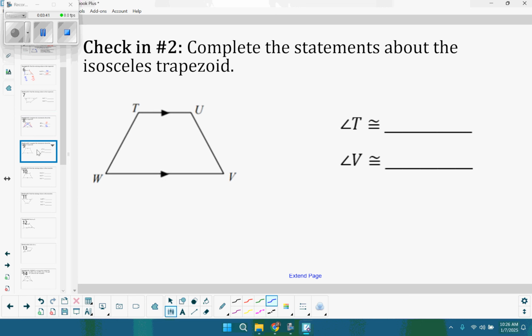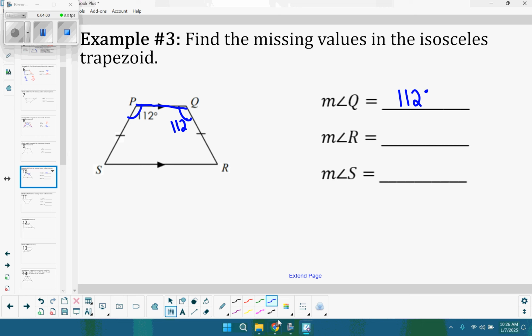For example 3, we now know it's an isosceles trapezoid. So the base angles, this is a base right here. So the two angles that touch that base are congruent. So angle Q is also 112 degrees. Angle S and angle R are congruent to each other. And if I look at a leg, I know the angles on a leg add to 180. So 180 minus 112 is 68. So each of these is 68 degrees.